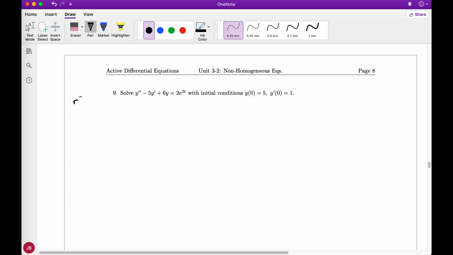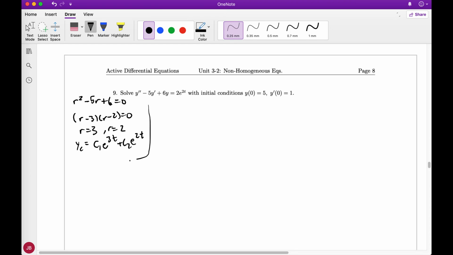So we have r squared minus 5r plus 6 equals 0. This is our characteristic equation. This factors as r minus 3, r minus 2 equals 0. And so r is 3, r is 2. And so that tells us that our complementary solution is c1 e to the 3t plus c2 e to the 2t. Okay? So let's just keep this where it is for now.